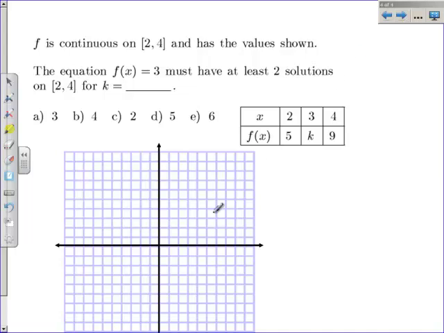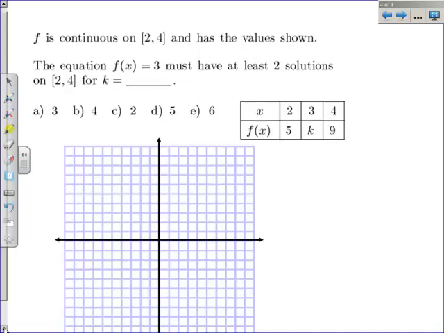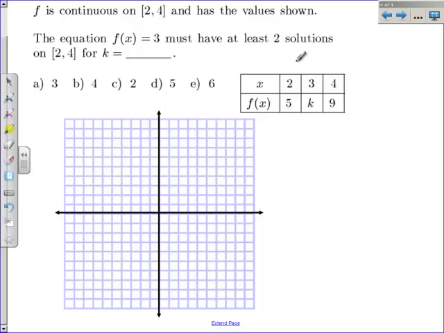Let's do another example. I've got f is continuous on 2 to 4, and I've got the value shown. The equation f of x equals 3 must have at least 2 solutions on the interval from 2 to 4 for k equals blah. Well, that's pretty wordy. Let's see if we can't graph what we know so far.